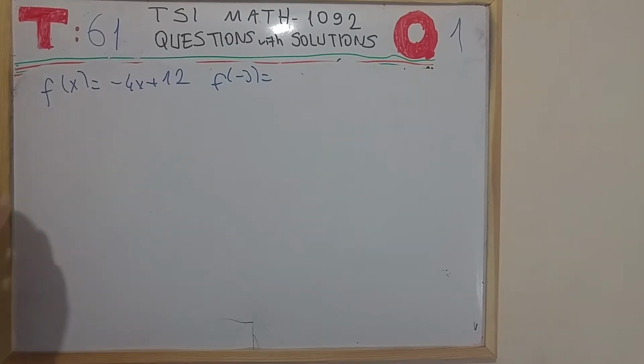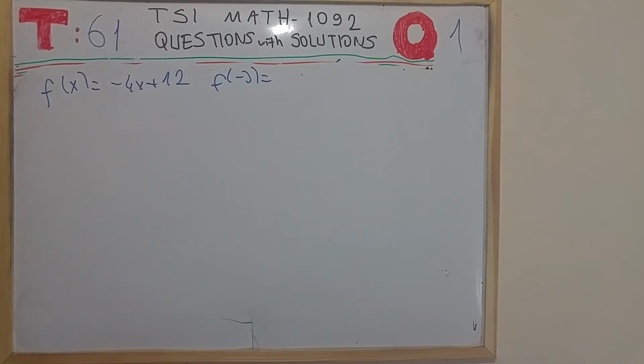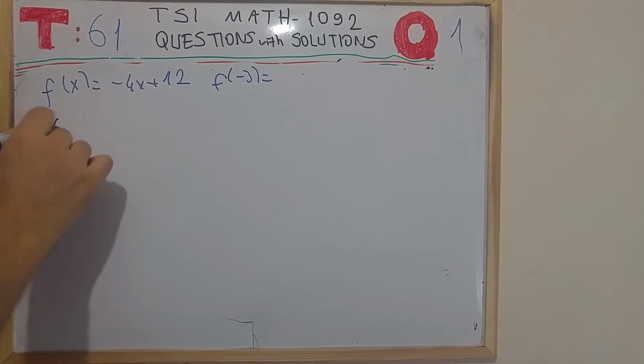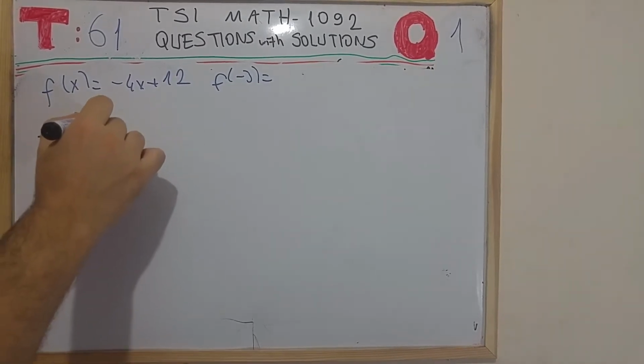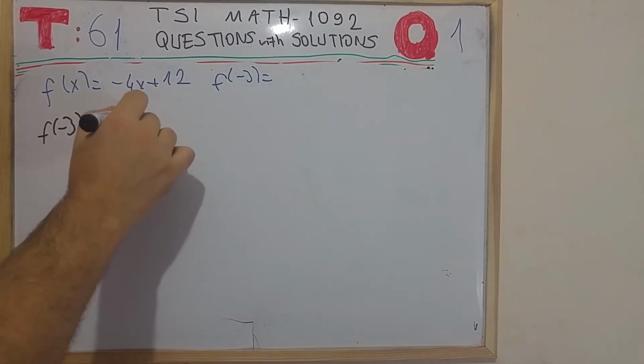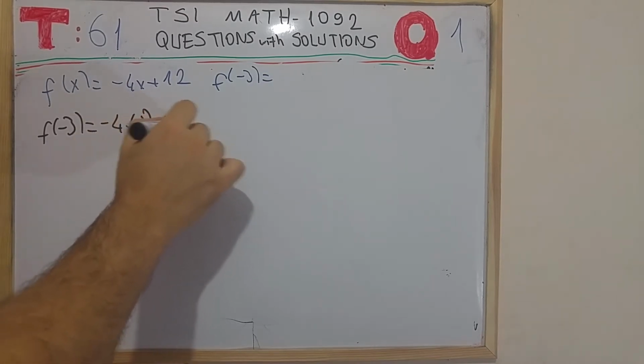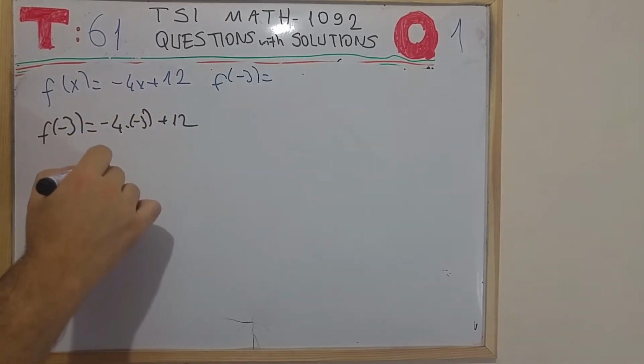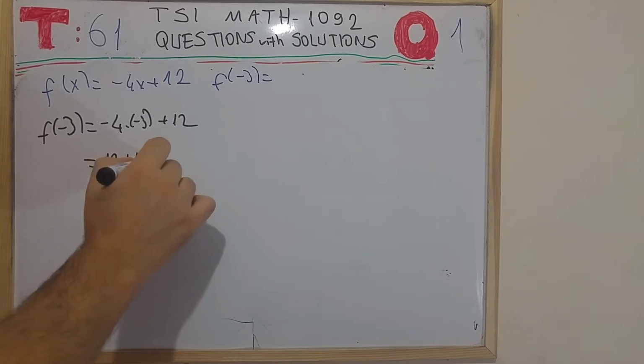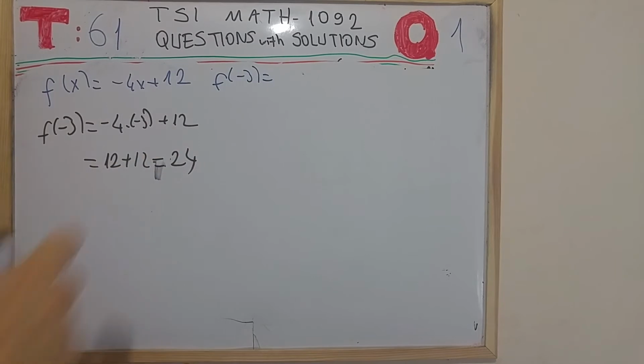Let's find out. F of minus 3 is equal to minus 4 times minus 3 plus 12, which will be equal to plus 12 plus another 12, and this is going to be equal to 24.